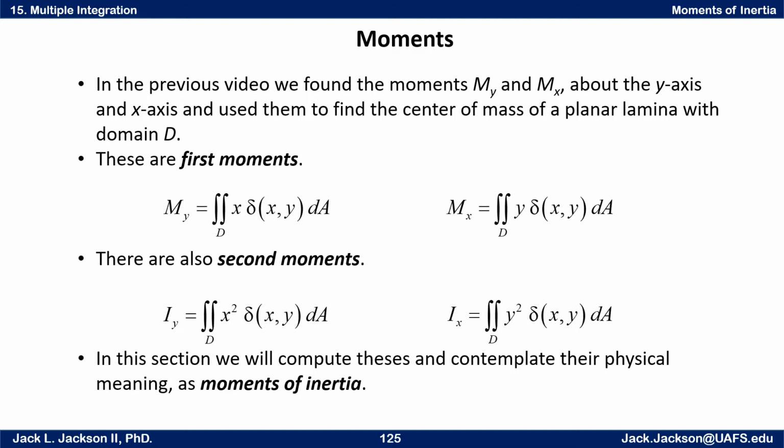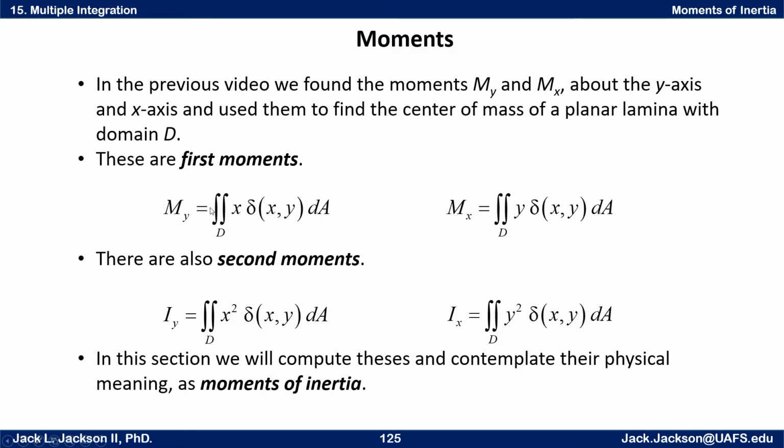M sub y was the double integral over our domain of x times the density function delta of xy dA, and the moment about the x-axis, M sub x, was the double integral of y times delta of xy dA. Some people use rho instead of delta here. So we have our density times our x, and we integrate that. That's the moment about the y. The density times the y, integrate that. That's the moment about the x.